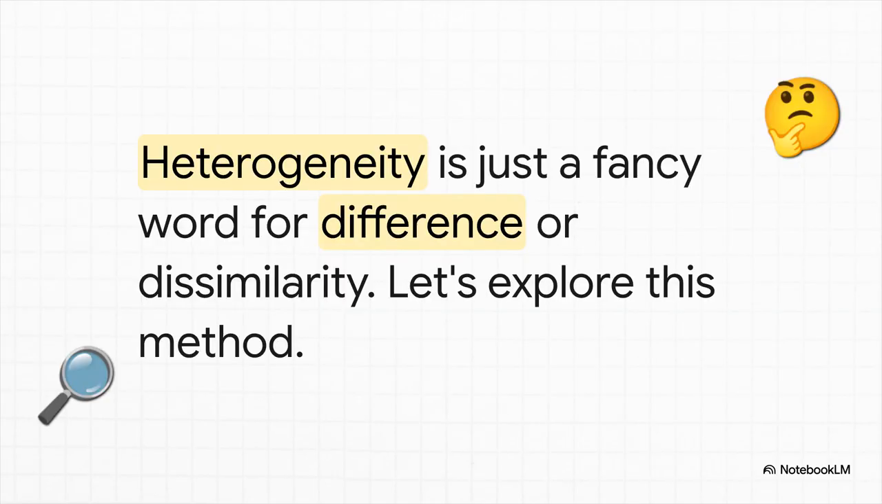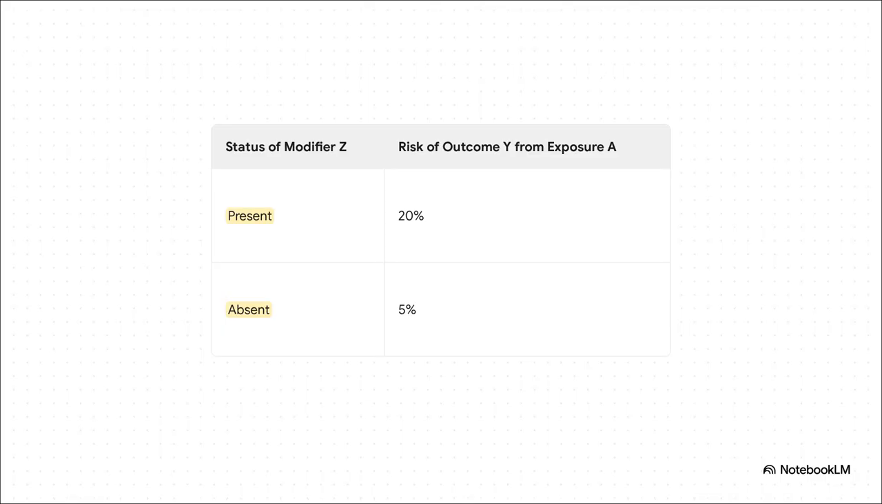For our explainer, we're going to zoom in on that first method, because it's a really intuitive way to get it. It's called heterogeneity of effects, and heterogeneity is just a fancy science word for different. Are the effects different in different groups? Check out this super simple example. Let's say we're looking at the risk of getting outcome Y if you have exposure A, but we've split our people into 2 groups.